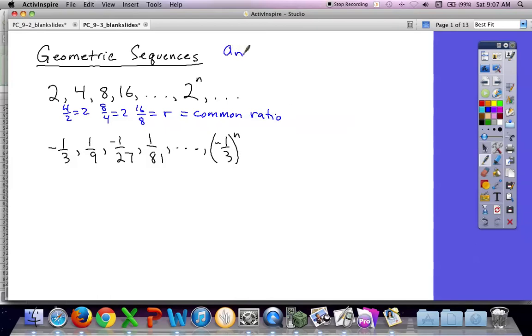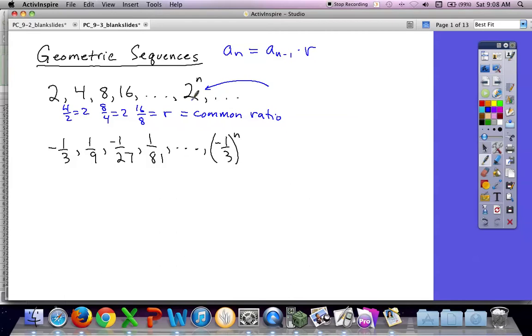So the recursive formula for this would be, in order to find the nth term, you take the n minus 1 term, the term that went right before it, and you multiply it times r. Notice that this formula for the nth term in the sequence, 2 to the n, has an exponential look to it. Remember, the arithmetic had a linear kind of mx plus b look to it, and the geometric series, the formula for the nth term, has an exponential look to it.